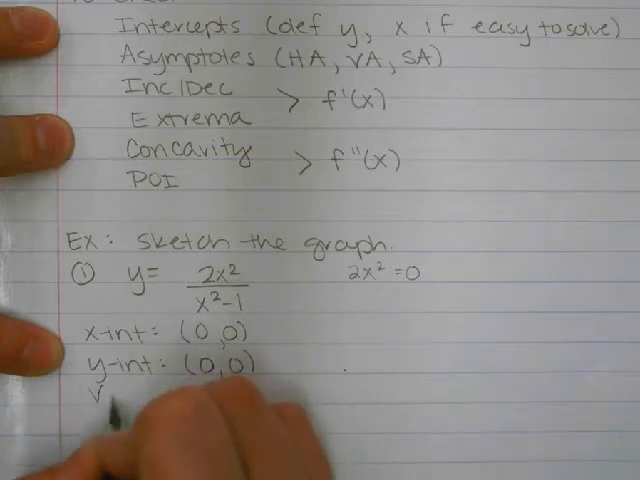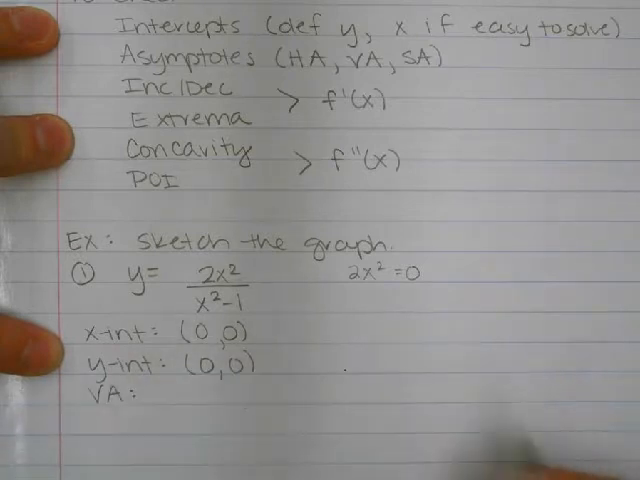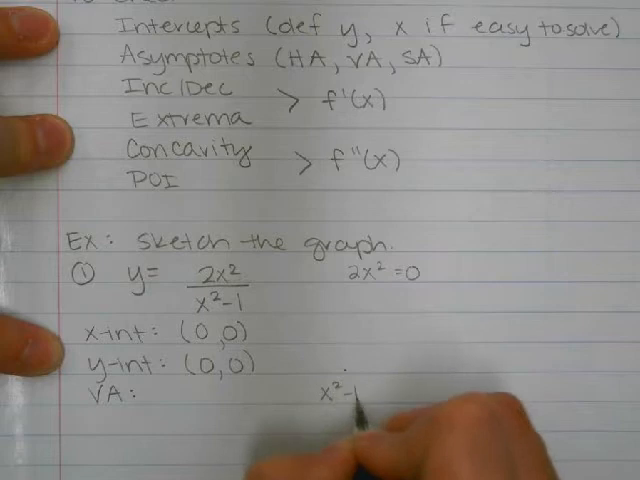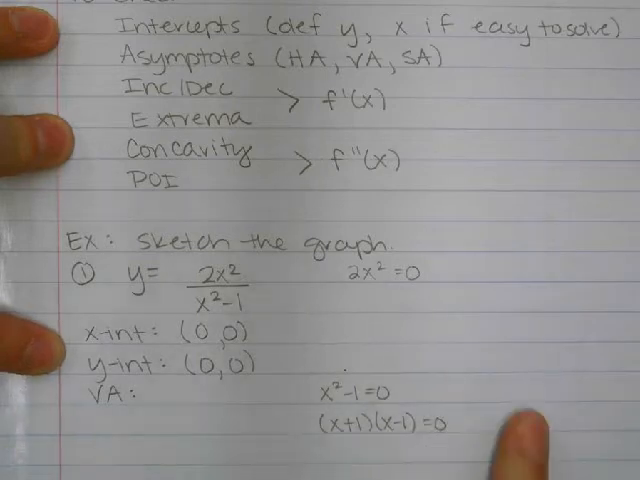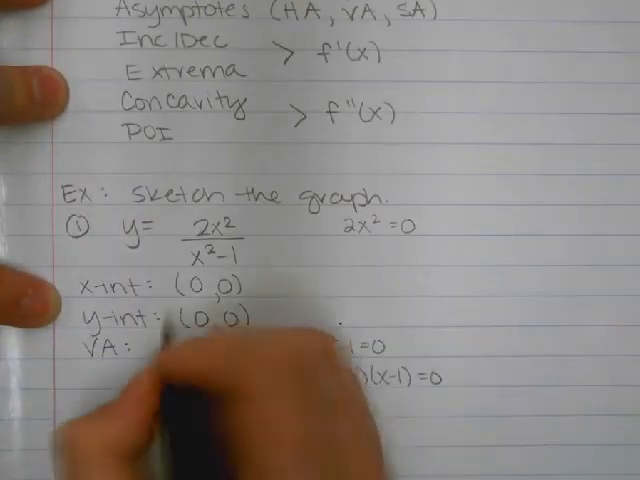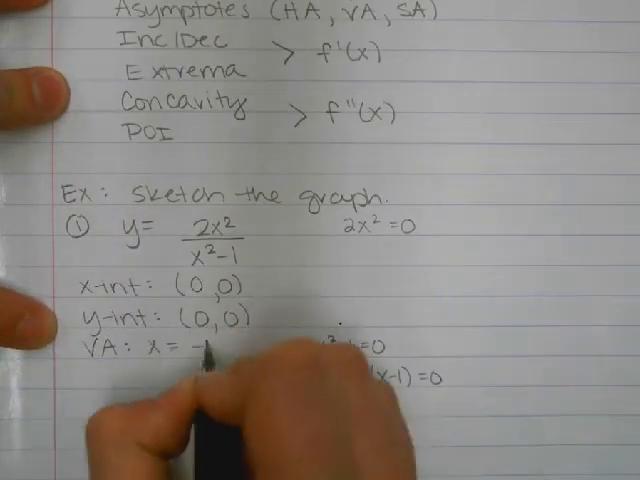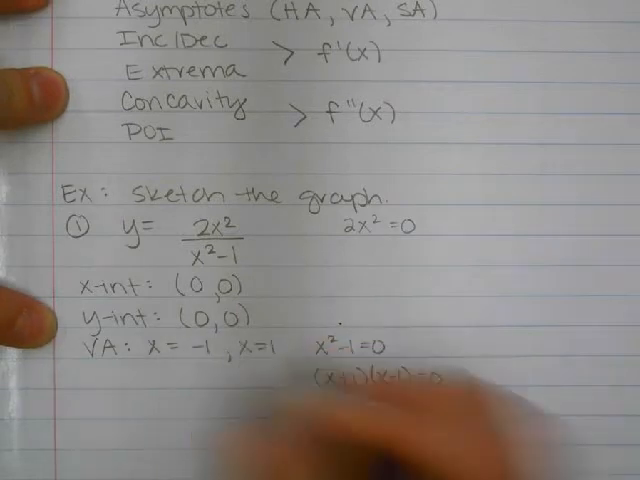Vertical asymptotes come from making the denominator equal 0. So x squared minus 1 equals 0. I can factor that: (x plus 1)(x minus 1) equals 0. So my vertical asymptotes are at x equals -1 and x equals +1.